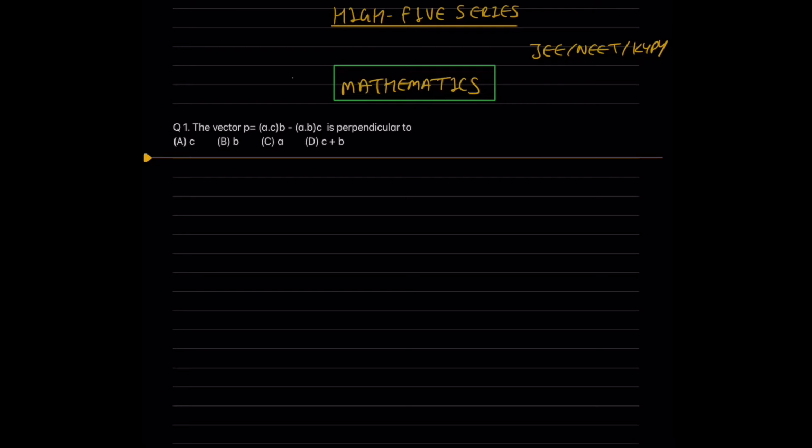In this question, we are given a vector P which is equal to (A dot C) times B minus (A dot B) times C. We need to find which vector P is perpendicular to, and of course they have given us 4 options over here.